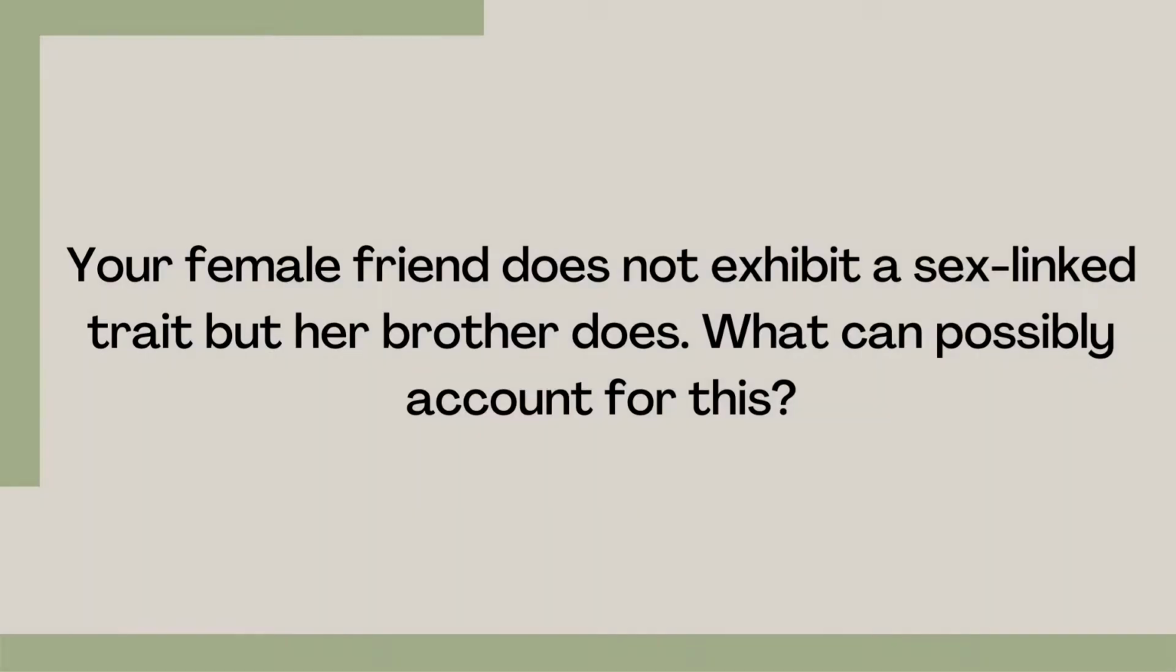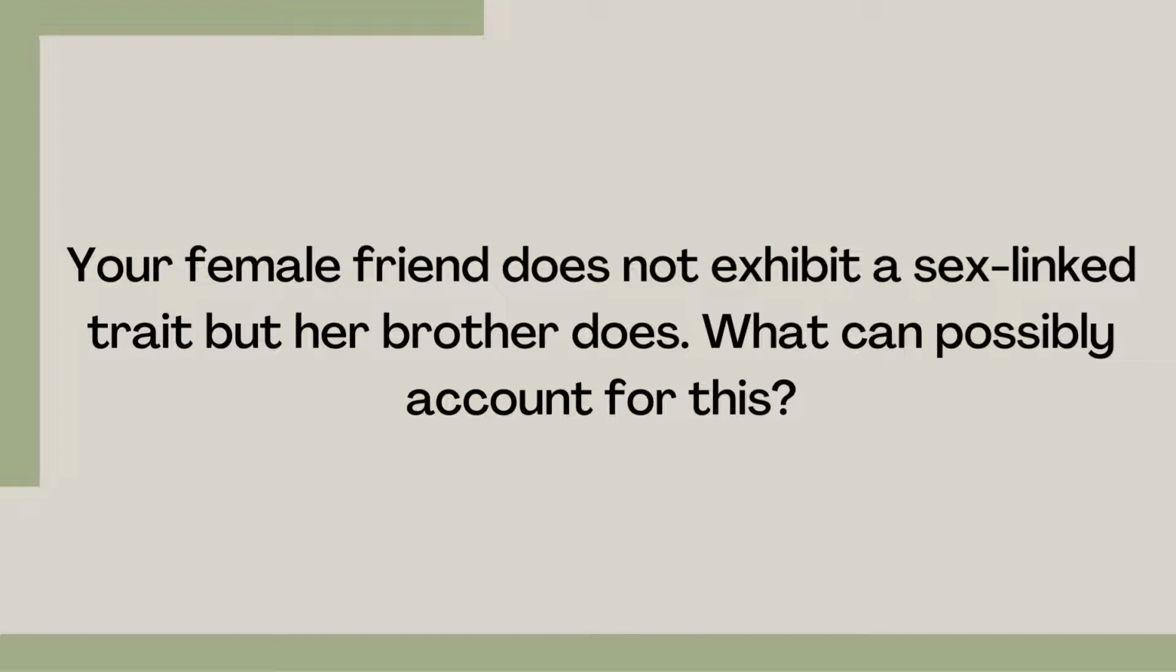Your female friend does not exhibit a sex-linked trait, but her brother does. What can possibly account for this? Generally, X-linked traits are more common in males because they have a 1/2 or 50% chance of being normal or 50% chance of possessing the X-linked trait. To express the trait, females only have a 1/3 or 33.3% chance.